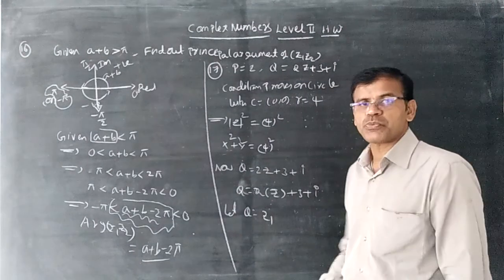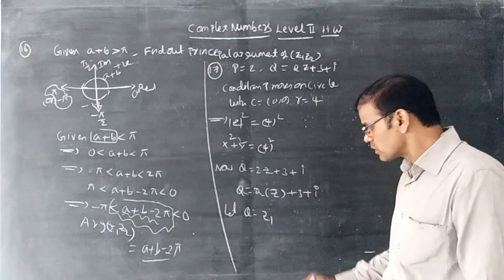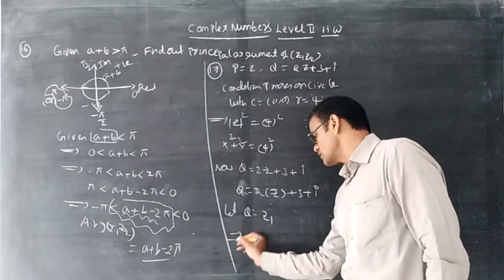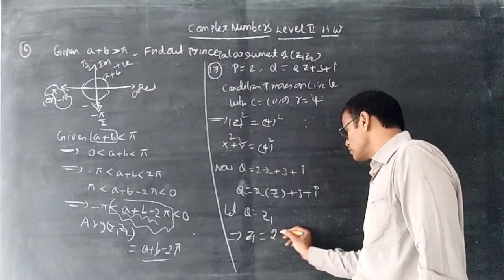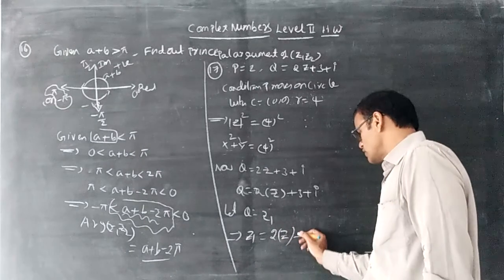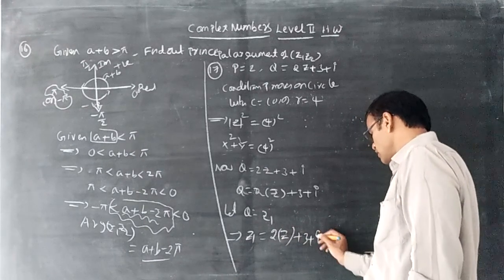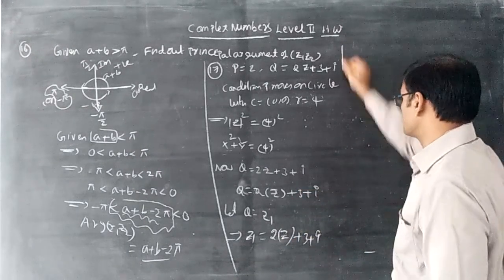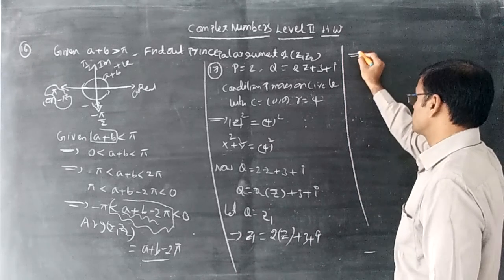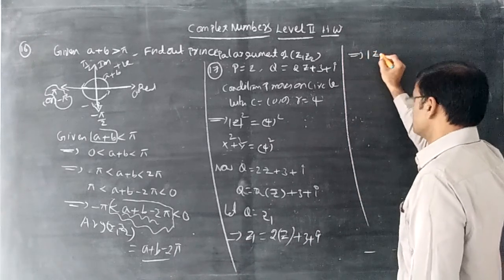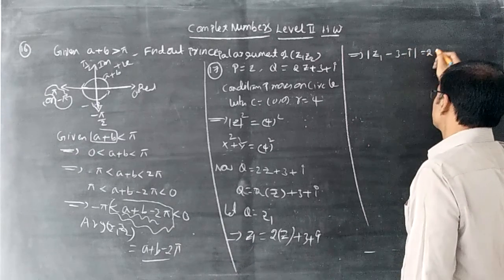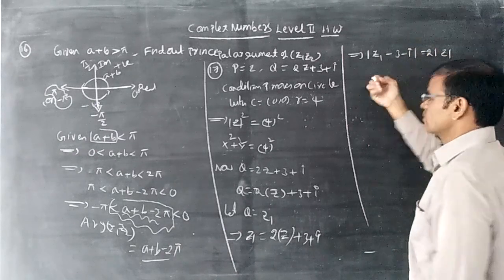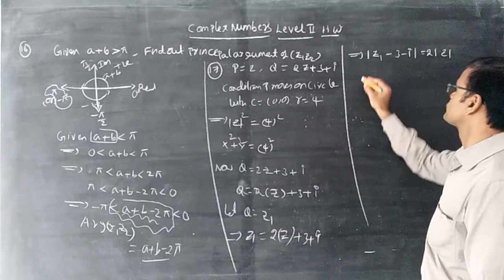This is the locus point x1 comma y1 we are thinking. Of course, it is nothing but Z1. Write like this: Z1 is equal to 2 into Z plus 3 plus i. This 3 plus i taken that side and taking modulus both sides directly, I am writing modulus of Z1 minus 3 minus i is equal to 2 modulus Z. Modulus I have taken both sides.